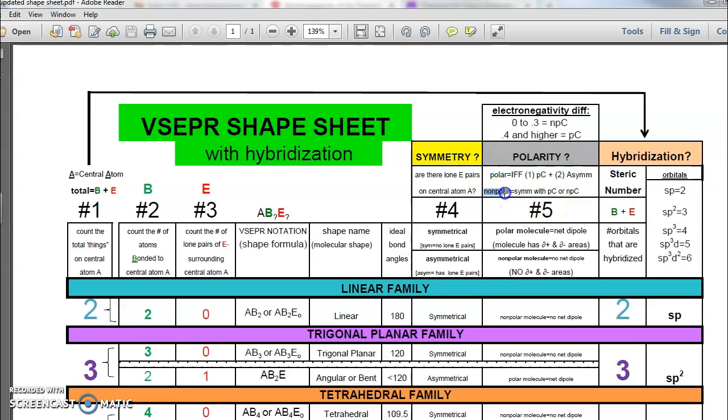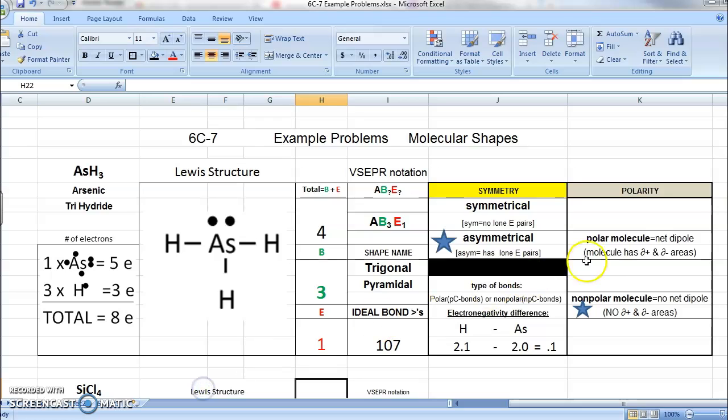Therefore, the molecule is nonpolar, even though it's asymmetrical. So on our sheet right here, we would write down that it is, as we can see the star here, nonpolar. There are not partial negatives and partial positives. So we would expect AsH3 to be a gas that wouldn't stick. Yes, it's asymmetrically shaped, but there's not a polar bond to establish partial positives and partial negatives.